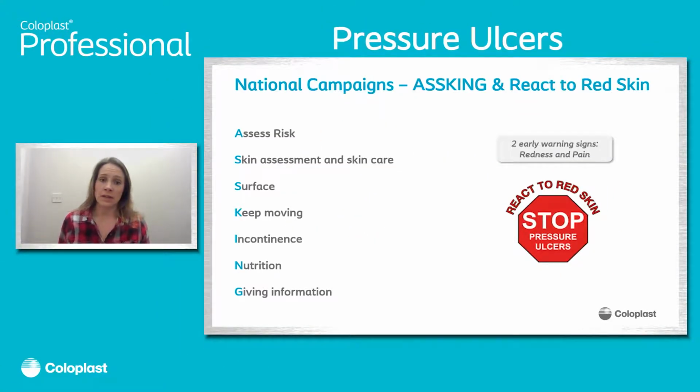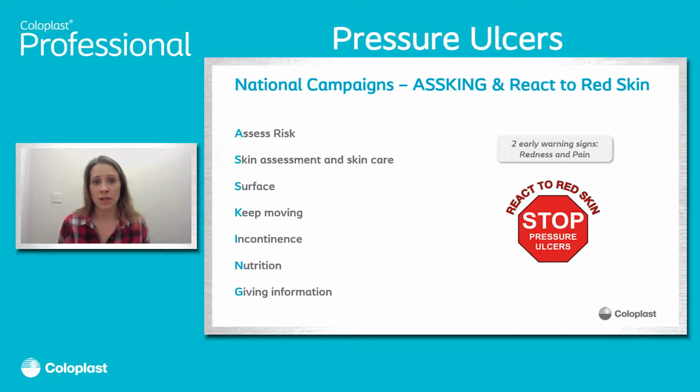To help us consider these things, we have a couple of national campaigns which have been around now for a few years. One of them is the Asking campaign, where we're assessing risk, looking at the skin assessment and skincare regimes, the surface which somebody is sitting on or using or lying on, and keeping them moving as much as possible to prevent immobility, reducing the risk of pressure damage occurring. Incontinence and the role that can play when we're looking at pressure damage, we'll go on to in a little more detail a bit later on.